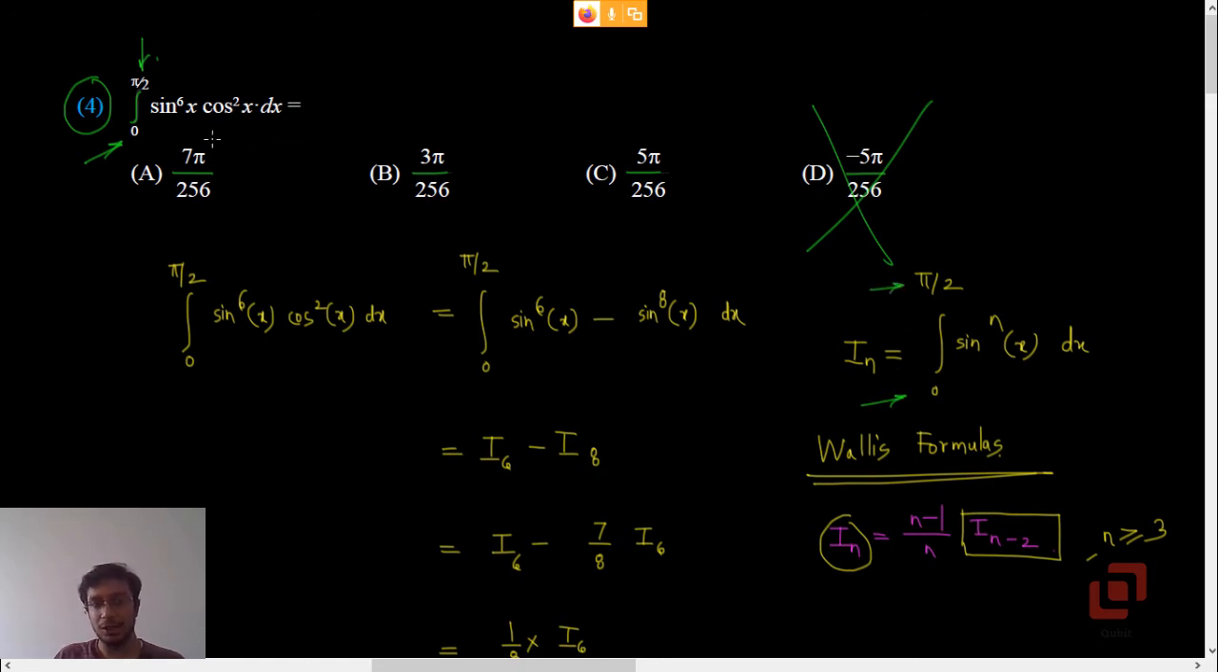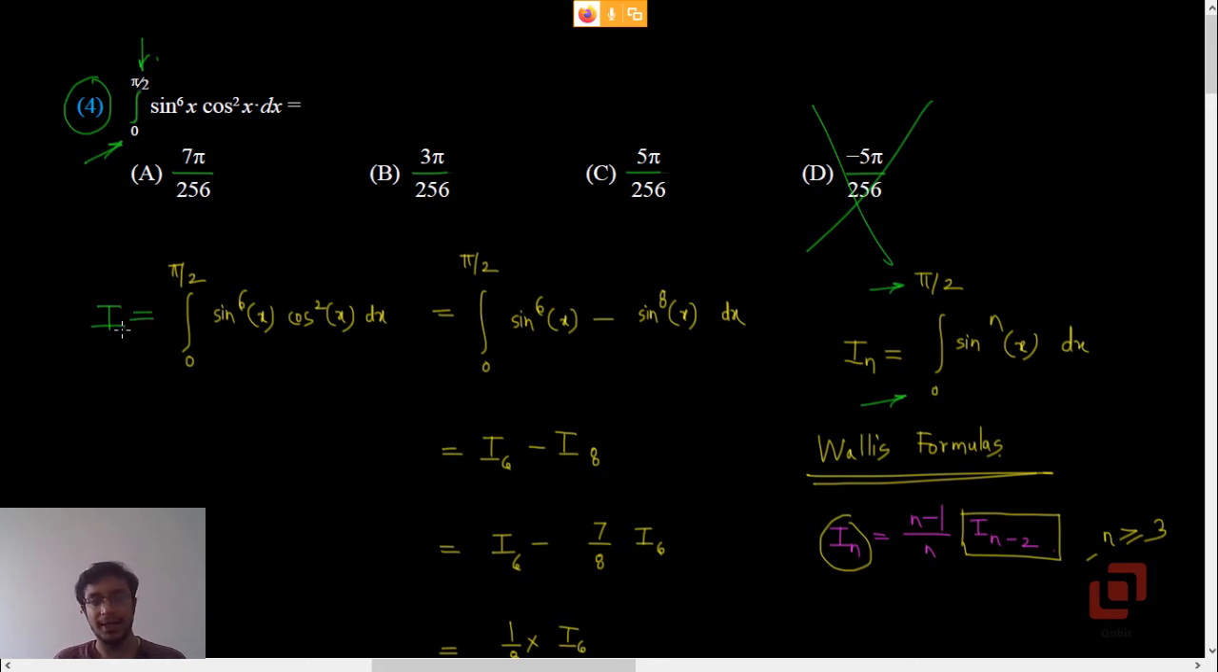And also the functions are now suitable: sin x raised to 6 cos squared x. So this problem can potentially be solved by the Wallis formula. Let us now try to express the given function in terms of either powers of sine or powers of cosine.